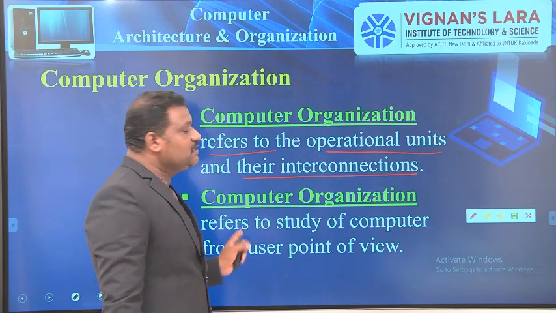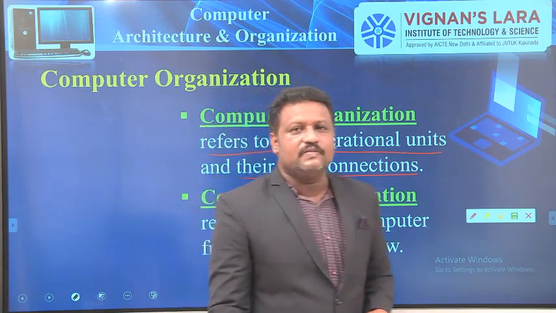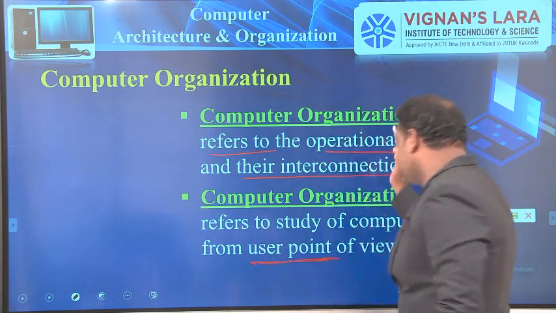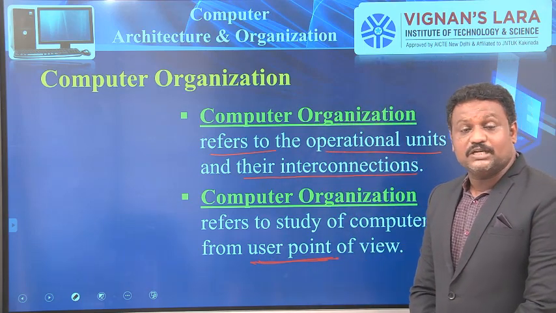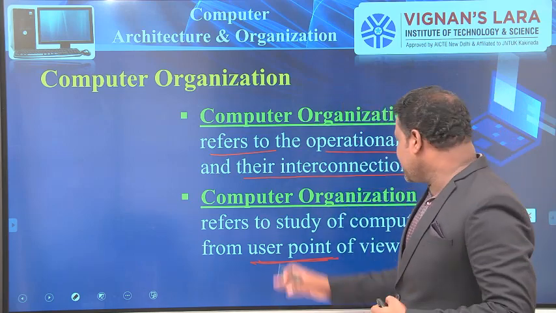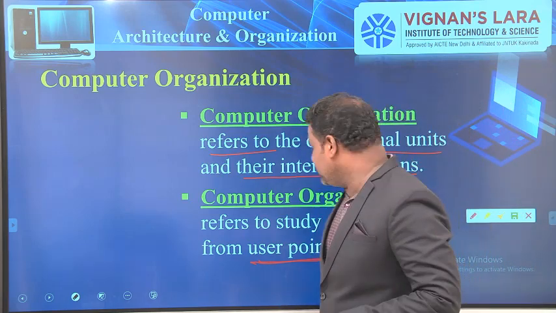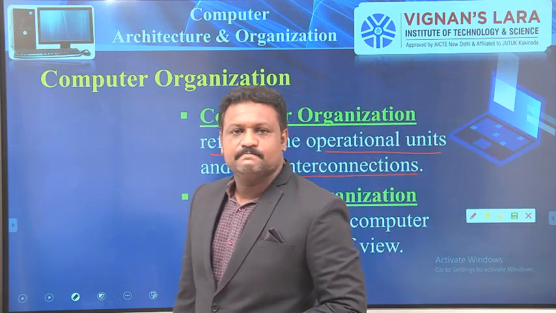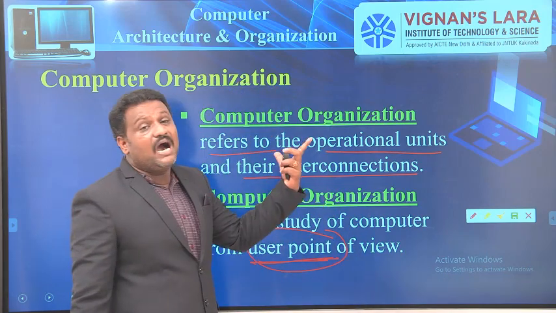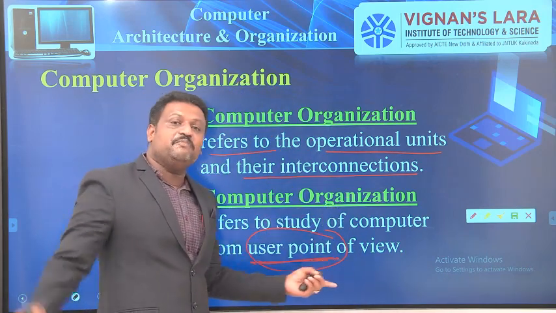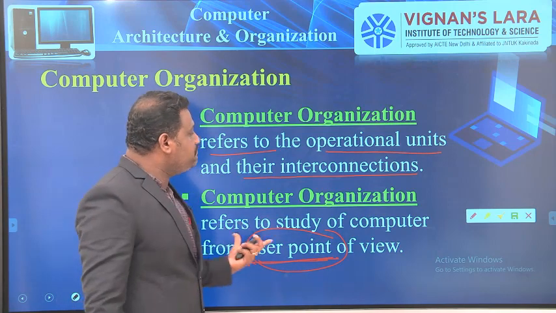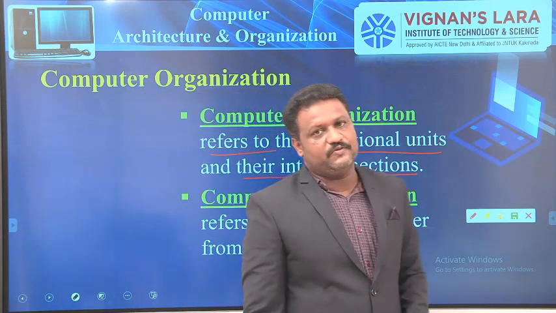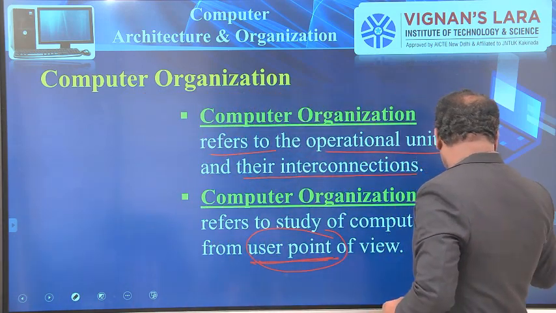The second one is, computer organization refers to the study of computer from the user point of view. That is an important phrase. In the previous case, computer architecture is the study of computer from a designer point of view, but now computer organization refers to the study of computer from the user point of view. That's important. Next, we can go and see an analogy.